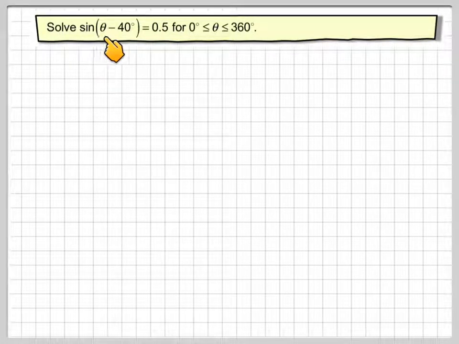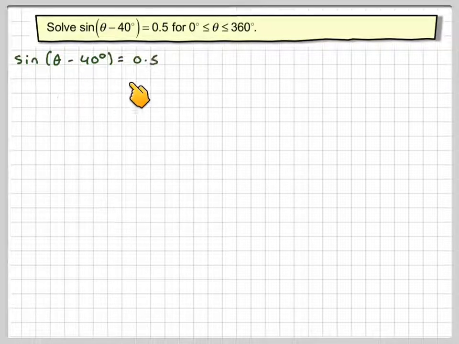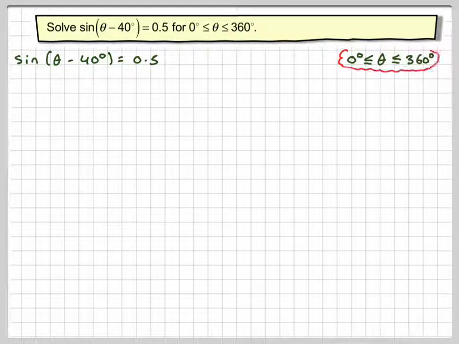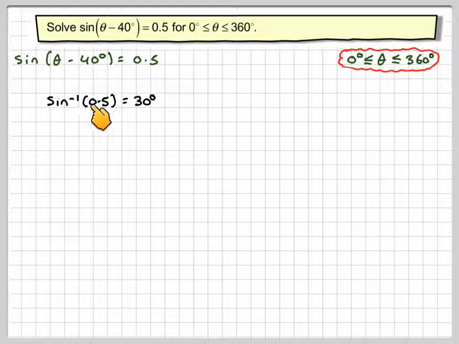Solve sine(theta minus 40 degrees) equals 0.5 for theta between 0 and 360 degrees. So solving this, first of all, we're going to ignore the fact that it says theta minus 40 degrees. We're just going to do sine to the minus 1 of 0.5. But remember that we're solving for theta being between 0 and 360. So sine to the minus 1 of 0.5 is equal to 30 degrees. Either you do that on your calculator or you remember it.